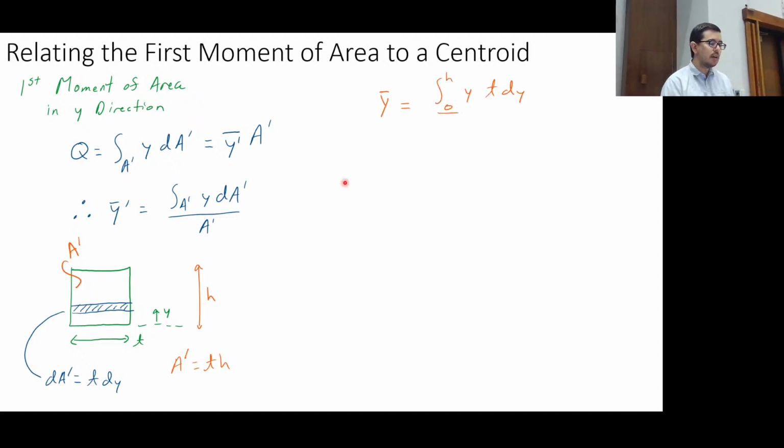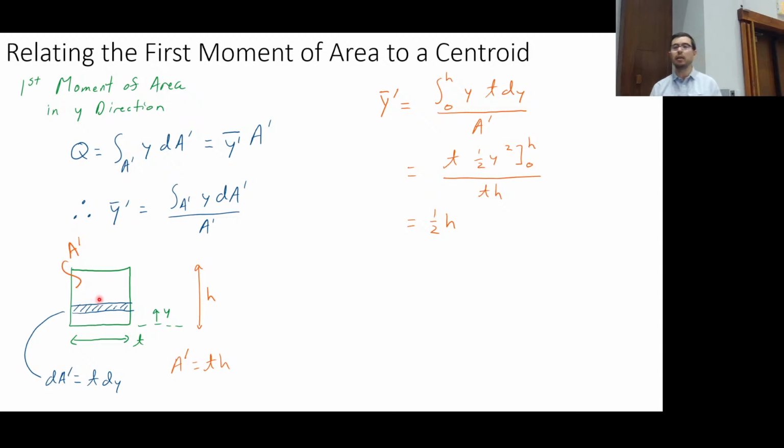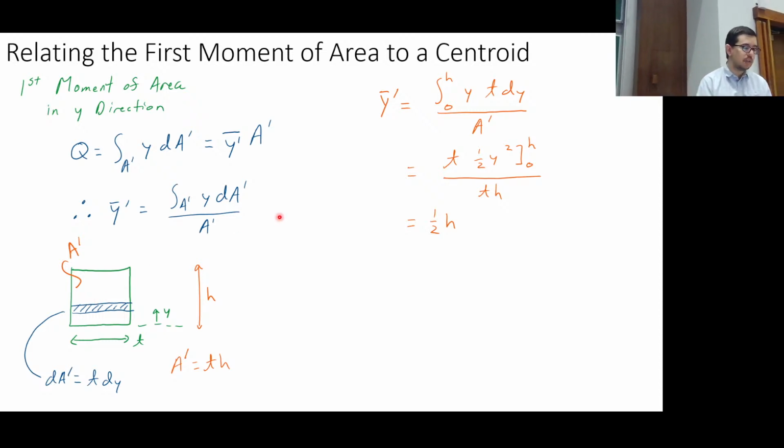So now we can say that y bar of this system is going to be equal to the integral from 0 to h of y t dy. That's the dA prime, or the dA, divided by the area. And so we do this integral up top, and what's the area? A prime is just the width times the height, that's TH. And so, as you already knew, the centroid is going to be halfway up on the height. So this is how you would go about calculating it with the integral.